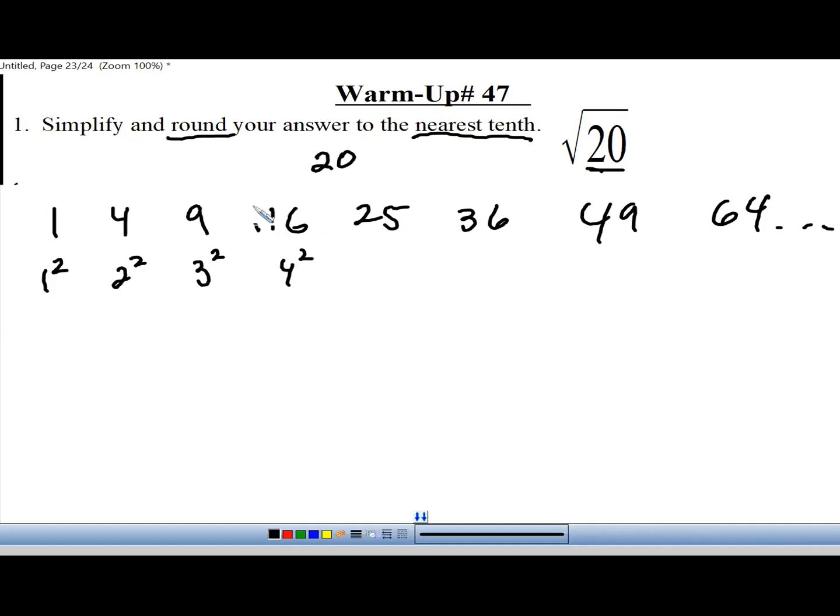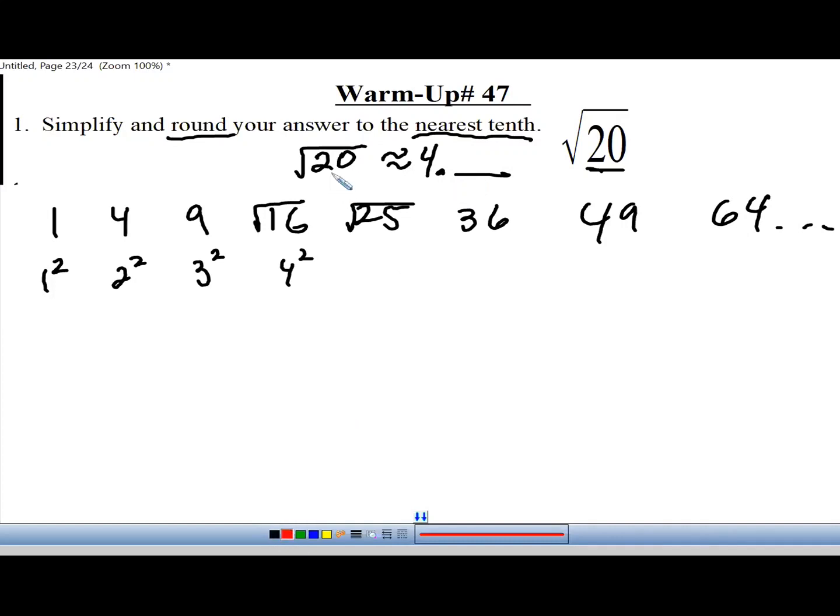If I took the square root of 16, that is 4. Square root of 25 is 5. That means the square root of 20 has to be approximately 4 point something. Is that correct? Because square root of 16 is 4, square root of 25 is 5, and square root of 20, since it's in between, has to be 4 point something. Let's find that decimal form. And here goes, how do you find it?